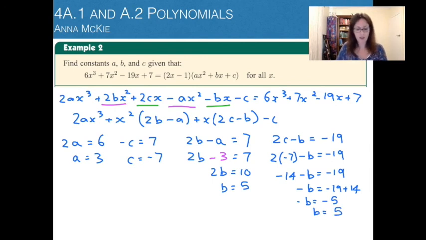But go back and read the question. It asks us to find the constants a, b and c. Therefore a is equal to 3, b is equal to 5, and c is equal to negative 7.